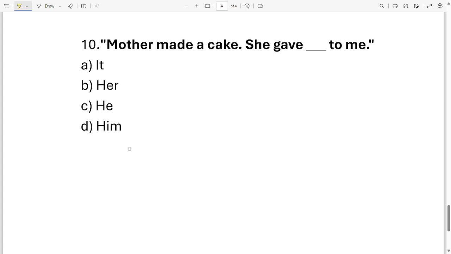Okay. So coming back to the question, these are the four options. Which one is correct? Those who are saying option A are absolutely right. Well done. Mother made a cake. She gave it to me.